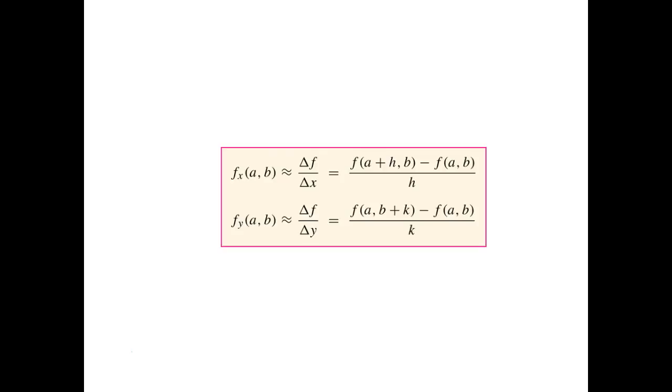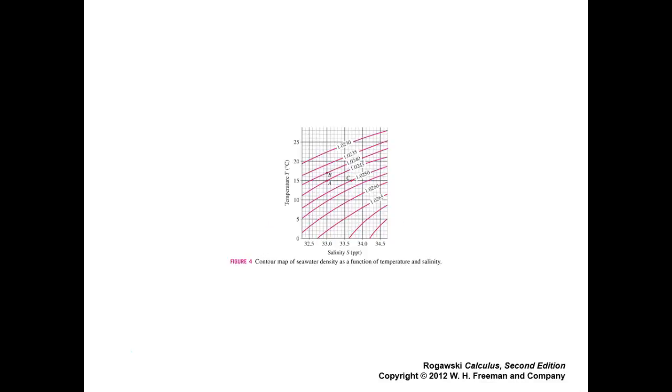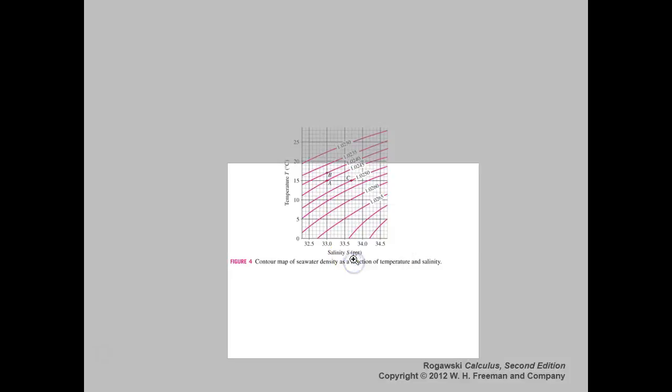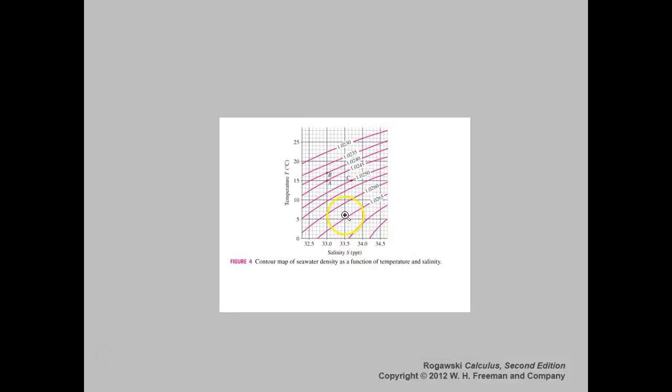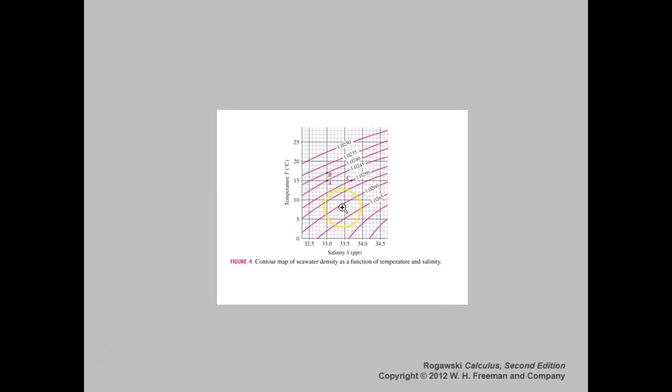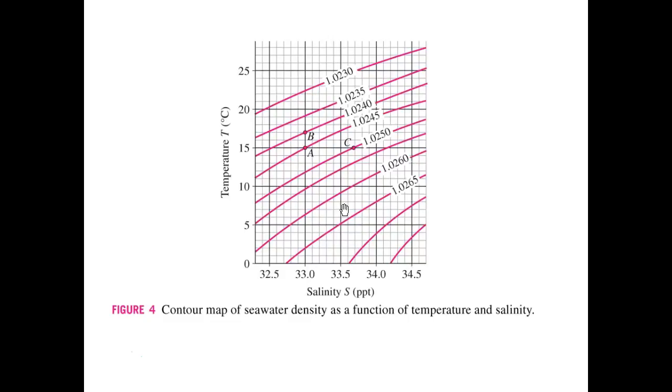Whether you see any relation to what's coming up here, there is. Whether you see it or not, it is. This is a map, a fairly complicated looking mapping. What you're looking at is a contour map of the density of seawater as a function of two variables. One of these variables is the temperature of the seawater, and the other is the salinity of the seawater.